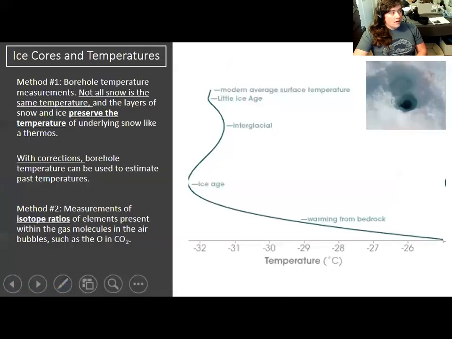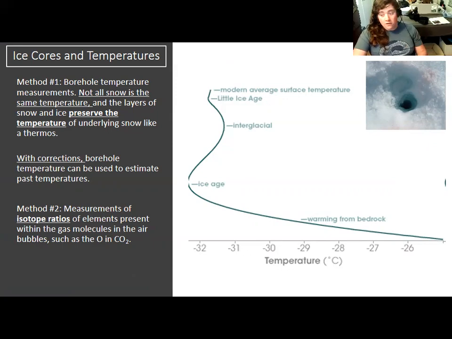Anyhow, ice cores can also provide several ways to make educated guesses about average global temperatures of past years. For one thing, through CO2, through the amount of CO2 present. But one method actually involves directly probing the temperature of the ice itself. And not all snow is actually going to be the same temperature. It can be any temperature below the freezing point of water.